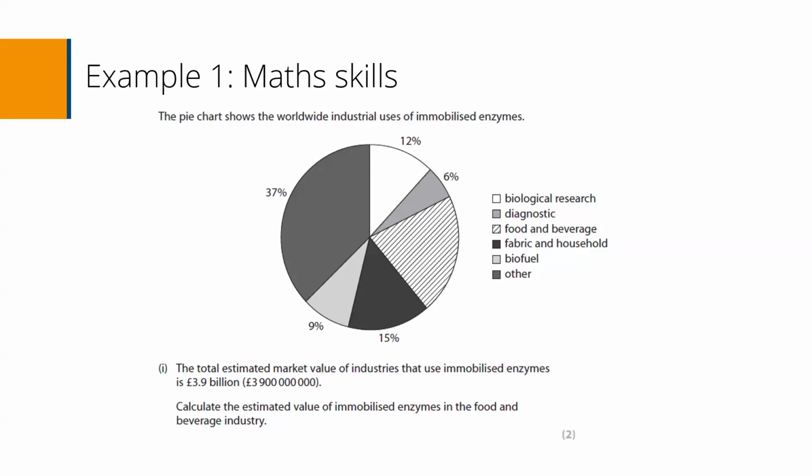It says the pie chart shows the worldwide industry's use of immobilised enzymes. The total estimated market value of these enzymes is 3.9 billion. Calculate the estimated value of immobilised enzymes in the food and beverage industry. It's a straightforward calculation for 2 marks. You give them one value, and from that you need to calculate the rest. So that's a typical example of a maths skill and a maths question in the paper. That would be AO2.